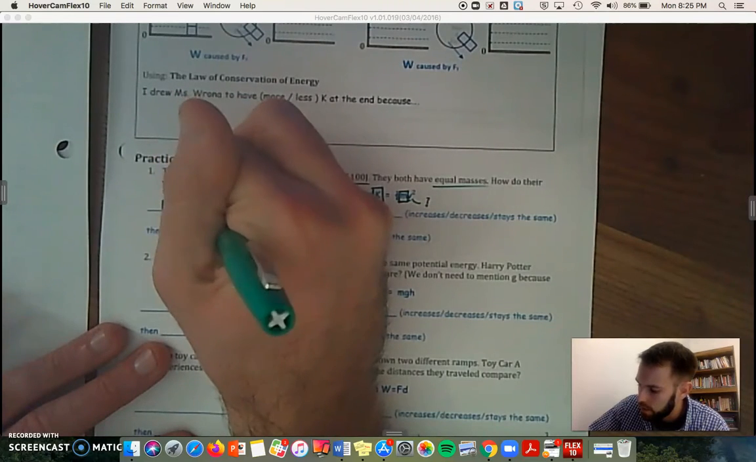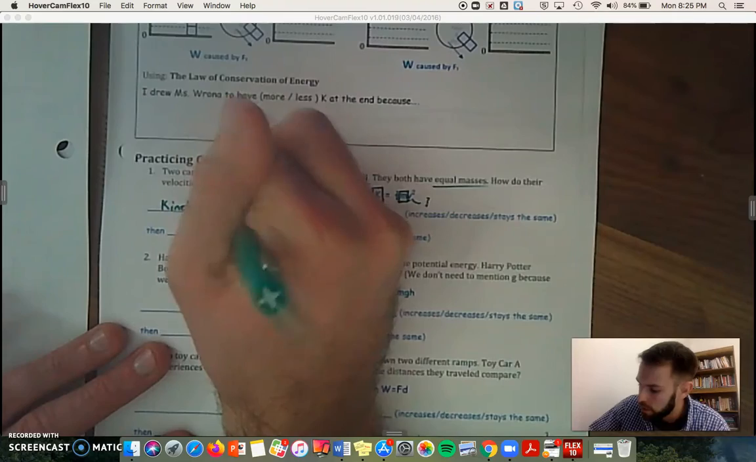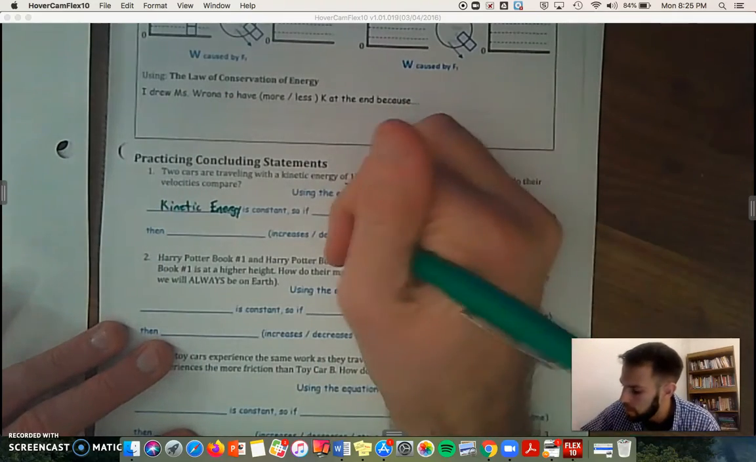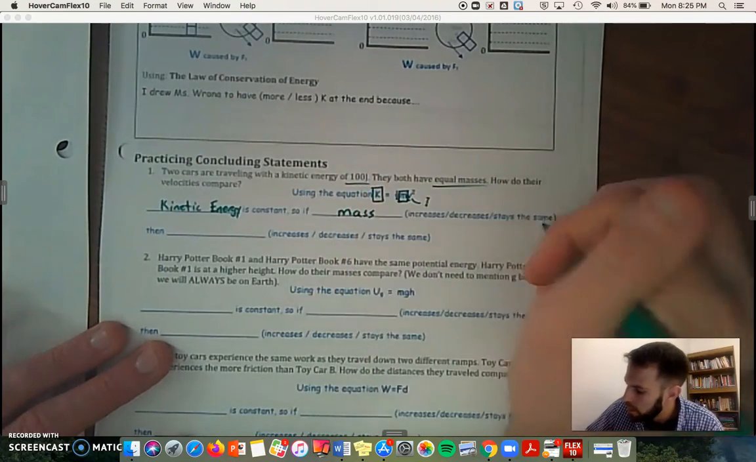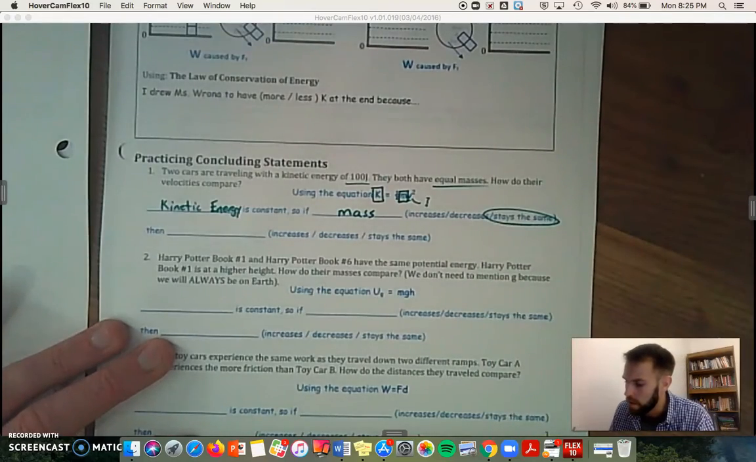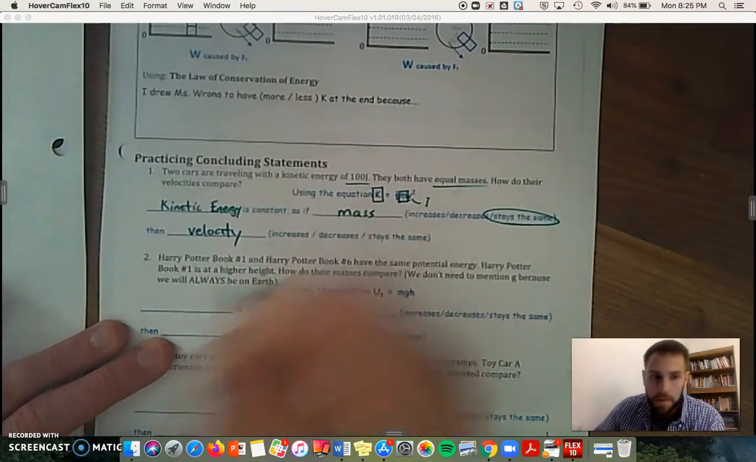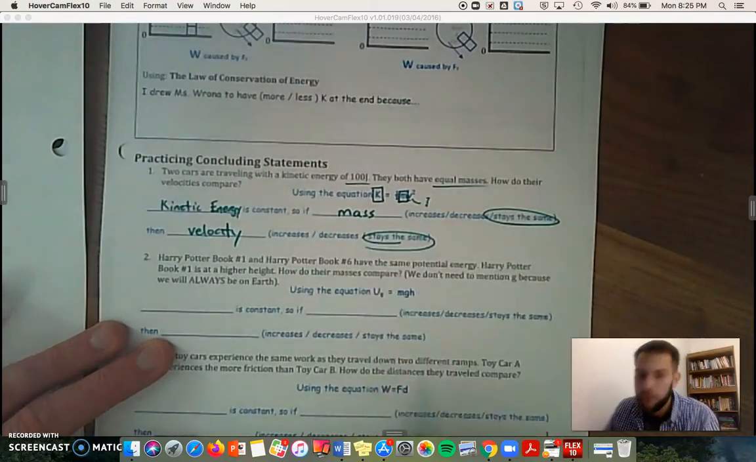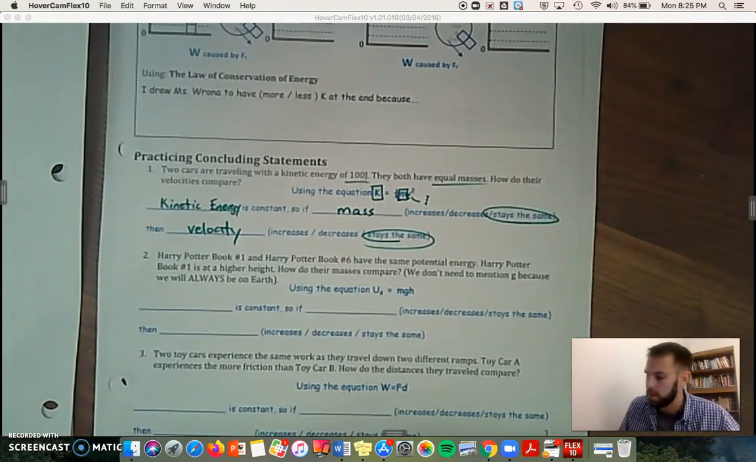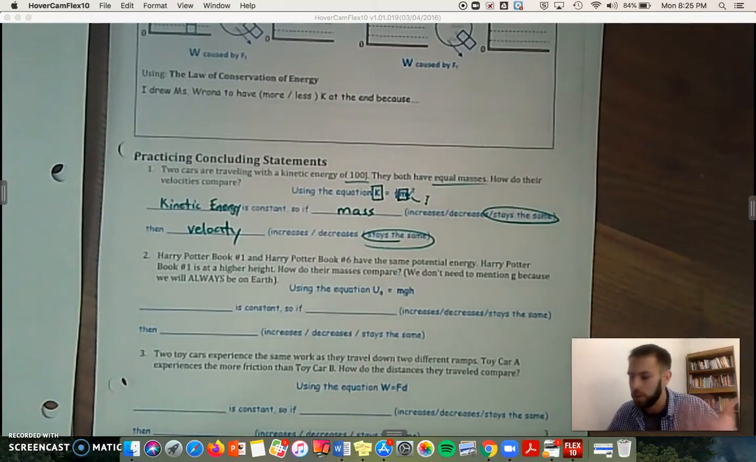Right? Kinetic energy. You could just put K2 as constant. So if mass stays the same, then my only other variable that's left, velocity, would also have to stay the same in this case. So let's look at an example where things are actually changing.